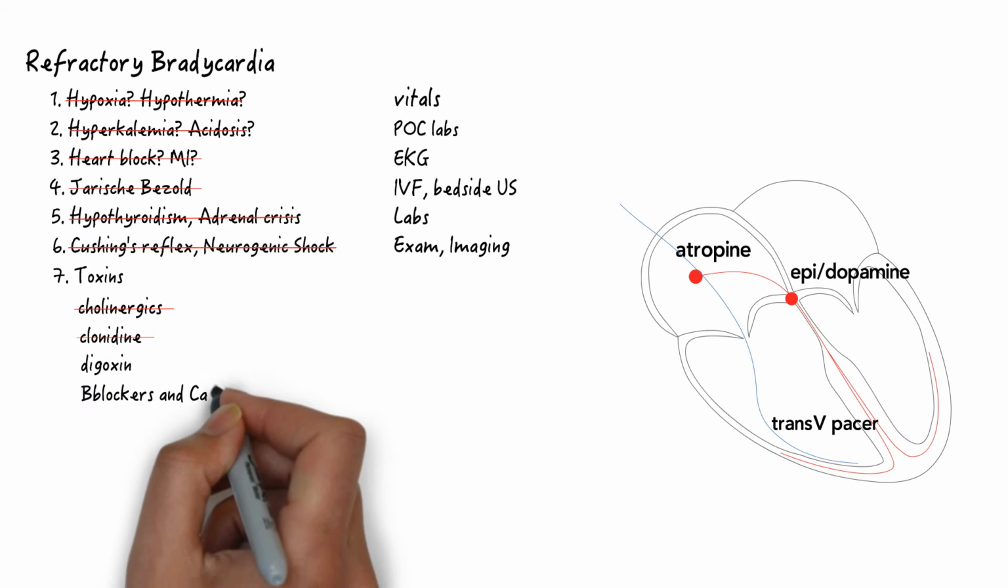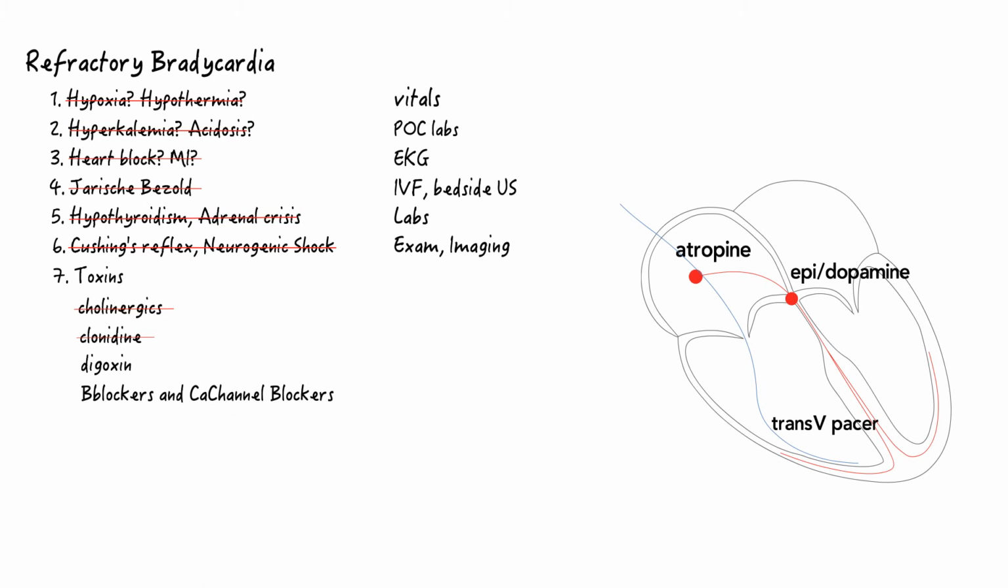And actually, most digoxin, beta blocker, and calcium channel blocker overdoses will too, but the severe ones will not. And these can be some of the sickest patients you will ever see. To summarize, if atropine and epi did not work, then you are dealing with high degree heart block or etiologies affecting the myocytes at a cellular level.